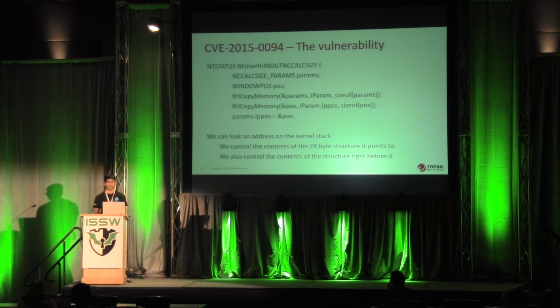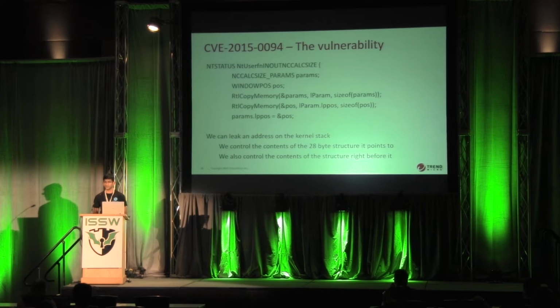Using this, you can leak an address on this kernel stack. You can use this because it's at a static offset from the return pointer to modify that if you have an arbitrary write-what-where. You also, because it can be kind of annoying, you control the contents of the 28-byte WINDOWPOS structure, but you also control the 3 RECT structures in the NCCALCSIZE_PARAMS structure. So you have a lot of data that you can just put on the stack and control and use it in any way you see fit.